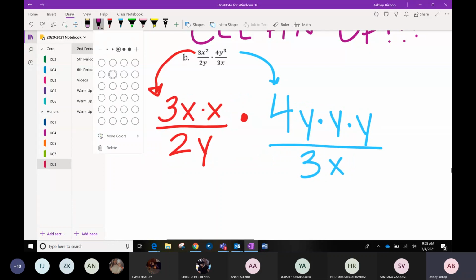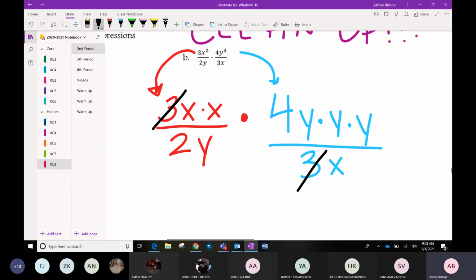So just like we did in Target A, I notice I have a 3 on top and a 3 on bottom. Those can cancel. I have an x on top. That can cancel with one of the x's on the bottom. And lastly, I have a y on top that I can cancel with a y on the bottom. Now, I hope you agree with me that there is nothing else I can cancel. What is on top still is an x, a 4, and 2 y's, and then just a 2 on bottom. There's nothing that can cancel.